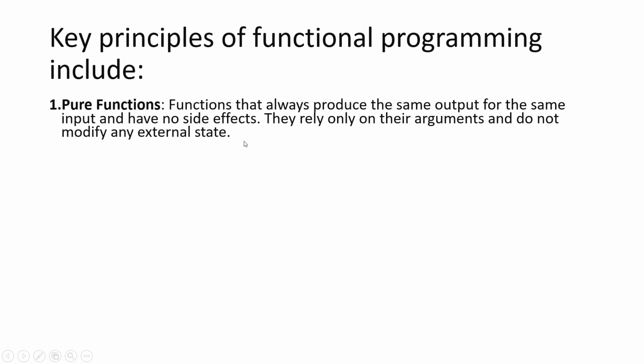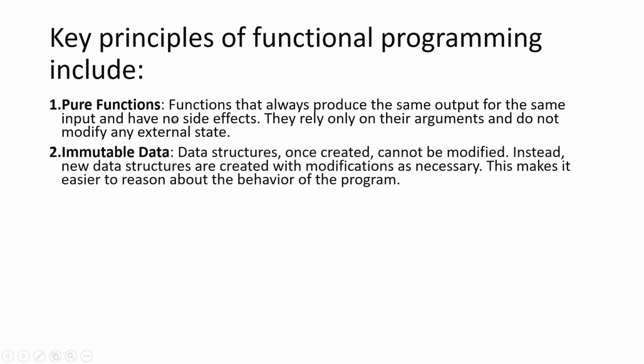So this is the behavior of a mathematical function, right? So in functional programming, we create such kind of functions also. Those we call pure functions. Next, immutable data. As we already discussed, data structures once created cannot be modified in functional programming. That is how we need to create. Instead, new data structures are created with modifications as necessary. This makes it easier to reason about the behavior of the program.